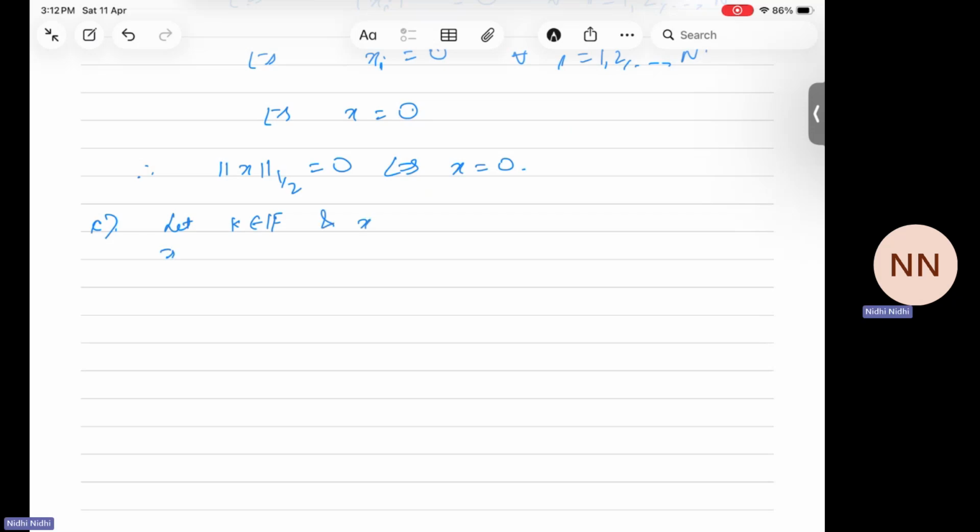Then, for k and x belonging to R^n, consider kx. Now, what does this kx mean? We are just scalar multiplying each component with k. So this is the sum from 1 to n of (kx_i) to the power 1 by 2, whole square. Of course, mod k will get outside and we will be left with the same expression. So that means all three properties hold.